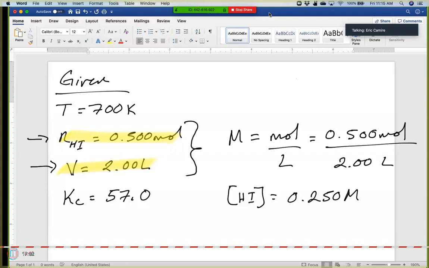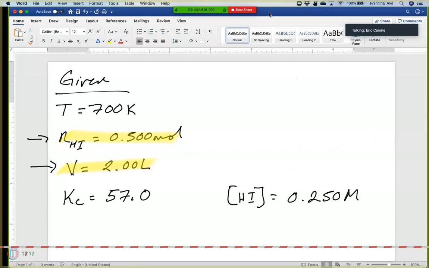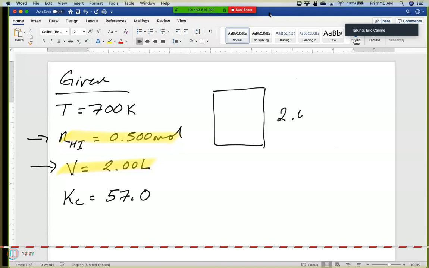So let me erase what I have here. Let's set up a quick sketch, and you don't have to do this every time. This is just to get my point across of what's happening. I have some sort of 2-liter container. That's what it told me. And it says I have a half a mole of HI gas in there. So it's just floating around happy, right?